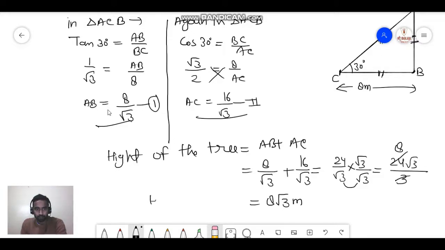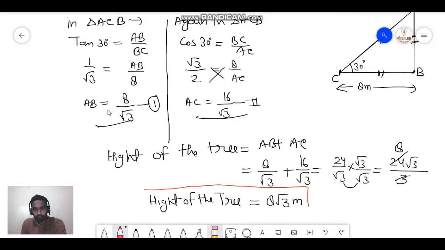So the height of the tree will be equal to 8 root 3 meters. So 8 root 3 is our final answer.